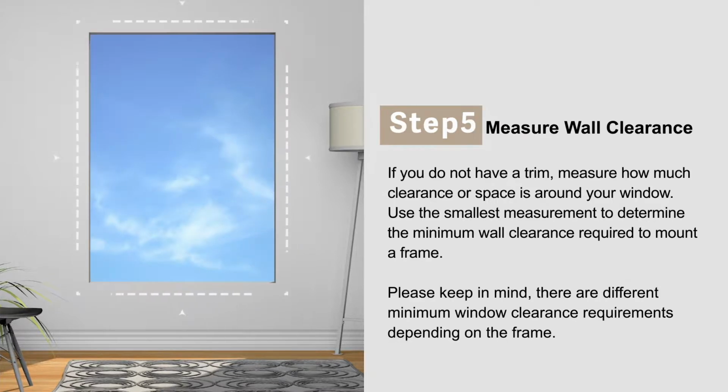Step 5. Measure wall clearance. If you do not have a trim, measure how much clearance or space is around your window. Use the smallest measurement to determine the minimum wall clearance required to mount a frame. Please keep in mind, there are different minimum window clearance requirements depending on the frame.